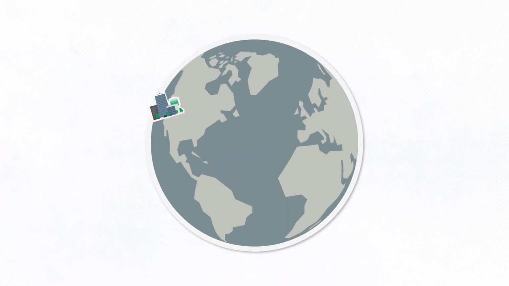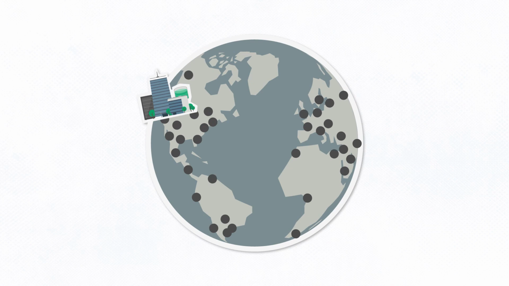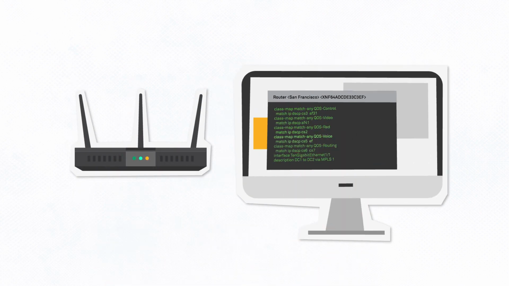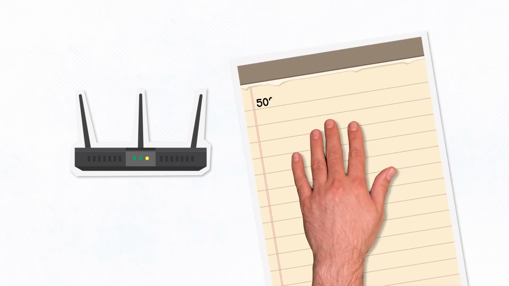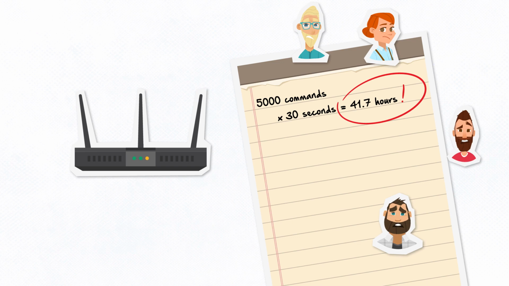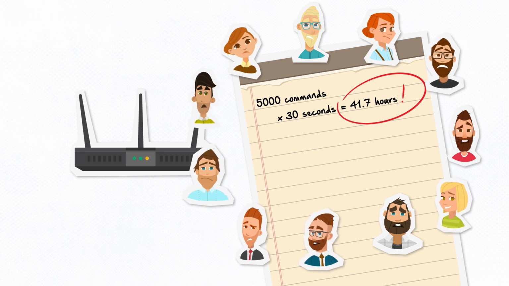Take, for example, a large retail store chain with 500 locations around the world that needs to deploy a new video application. Let's assume that each store location has a router that requires 10 commands to implement the correct configurations for the application. With 500 sites, that's 5,000 commands. If each command takes 30 seconds to execute, that adds up to over 40 hours, or a week just to deploy a single application to all the locations.